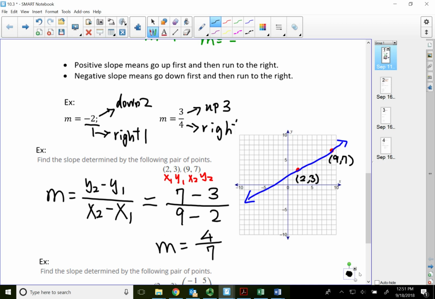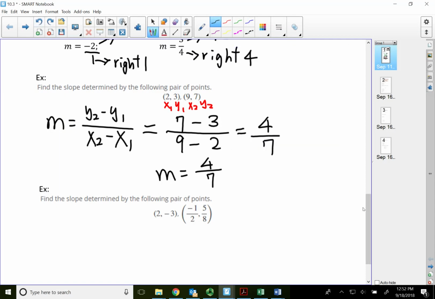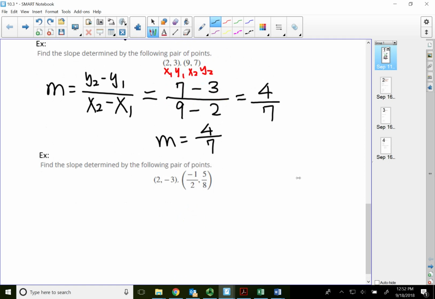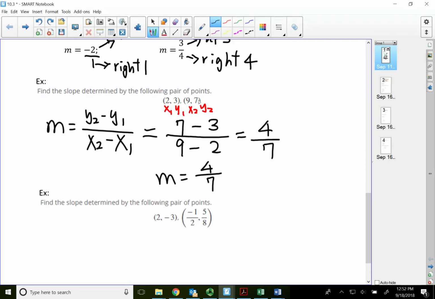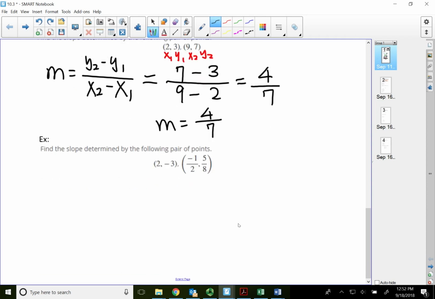Okay? That's how it works. So our slope is up 4 to the right 7. That's what our slope means. Okay? All right. So let's find another one. So up 4, the difference. So you can kind of almost tell, go from 3 to 7, I got to go up 4 units. Go from 2 to 9 horizontally, run to the right, I got to go 7 units.